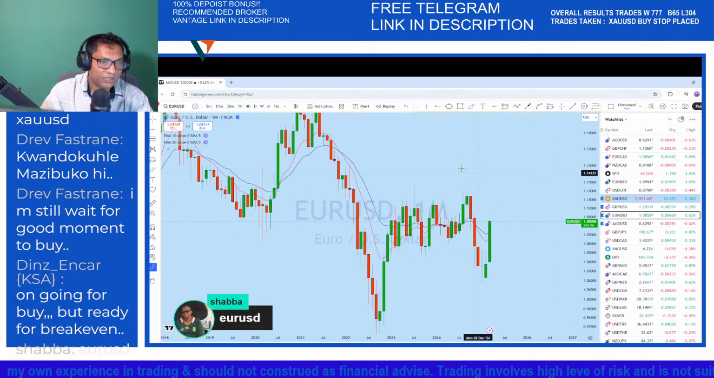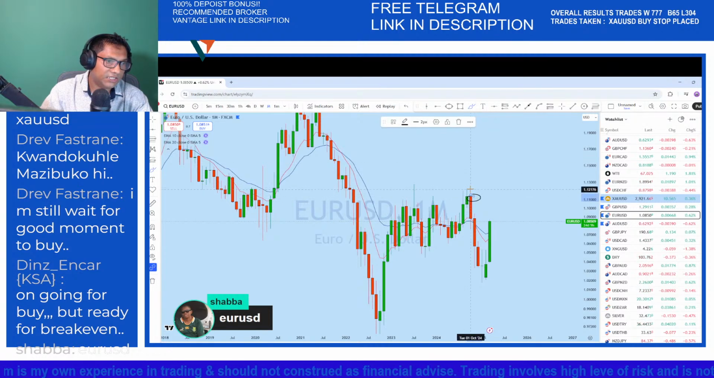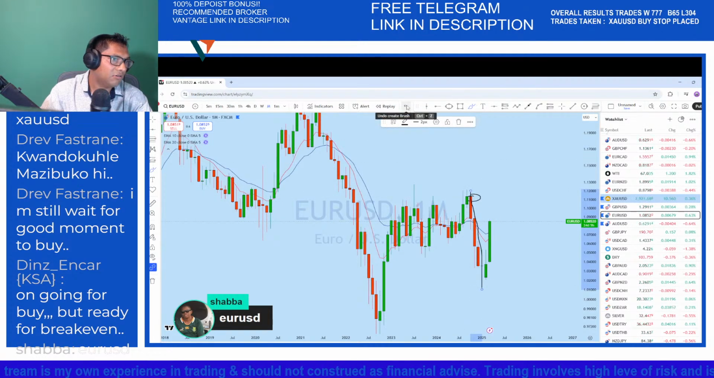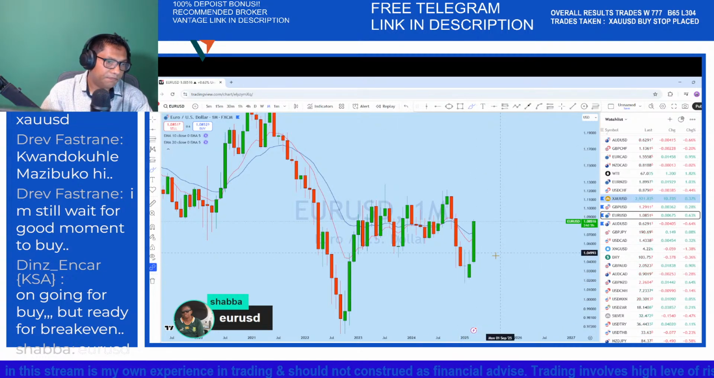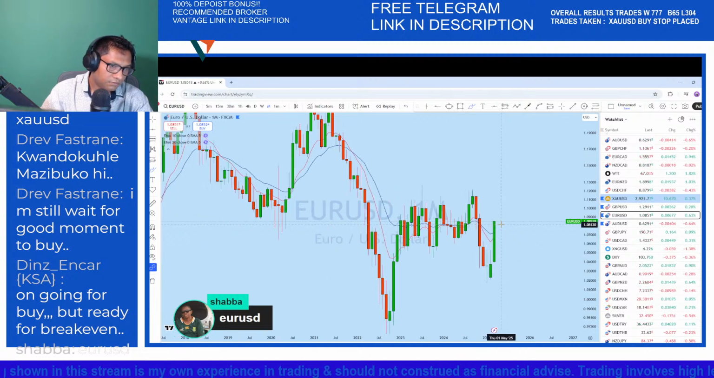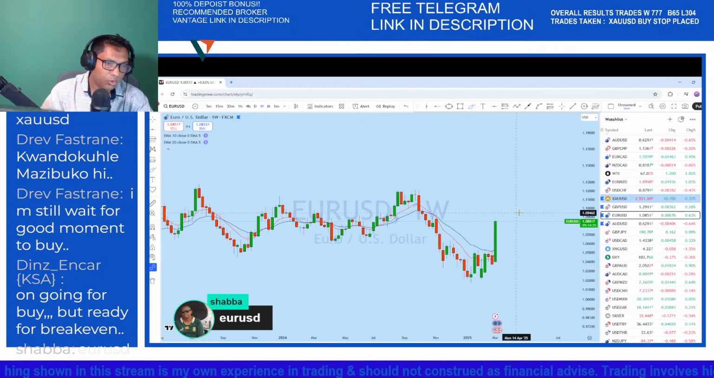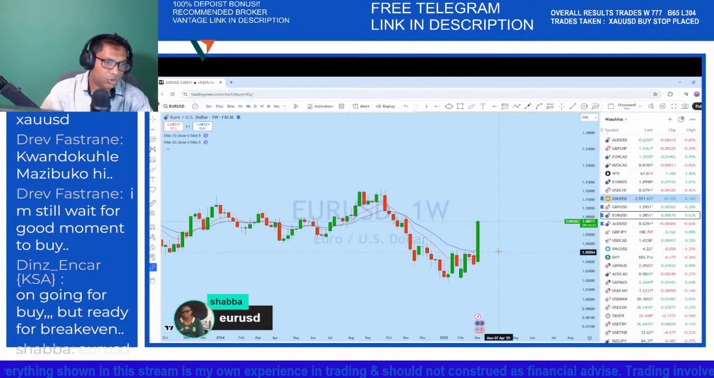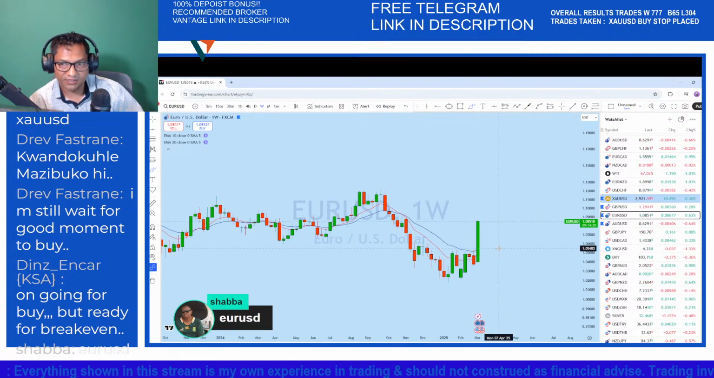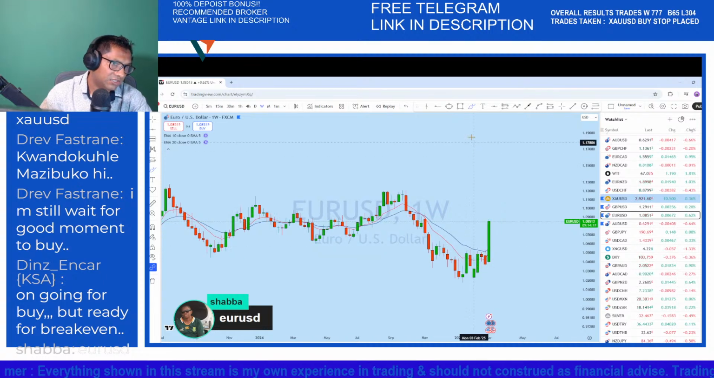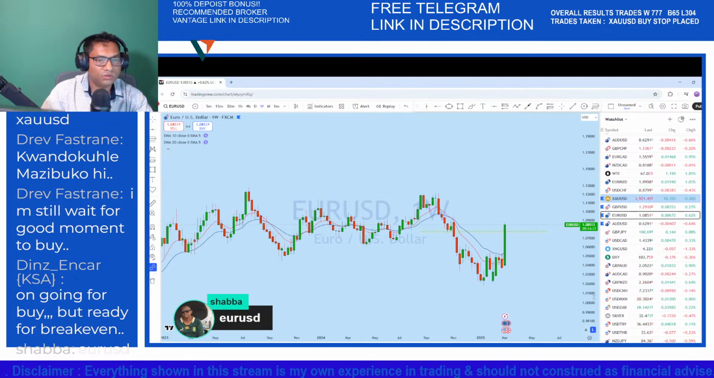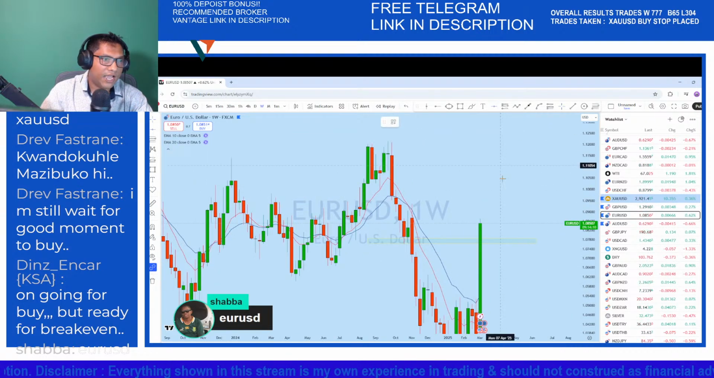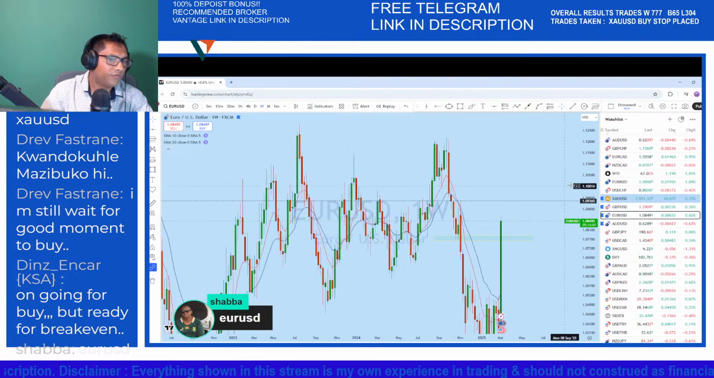Here you can see that this is a drop on the monthly on Euro dollar, and after this doji the market opened with a gap and managed to strongly break out. If we look at the weekly here, this week's price movement is very unusual. Here on Euro dollar we can see there is a complete breakup structure, approaching that important liquidity zone from the weekly.